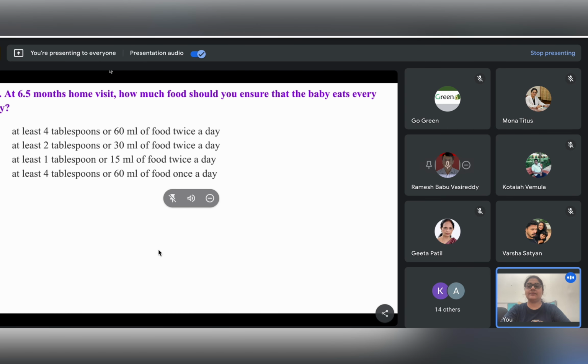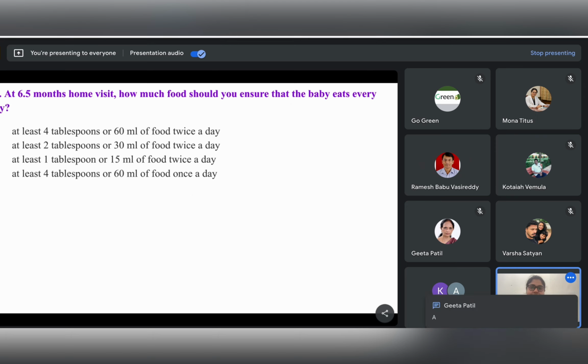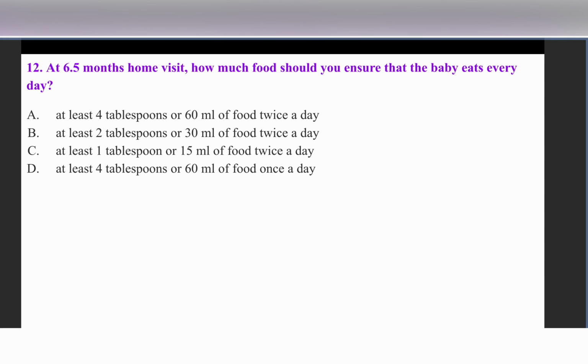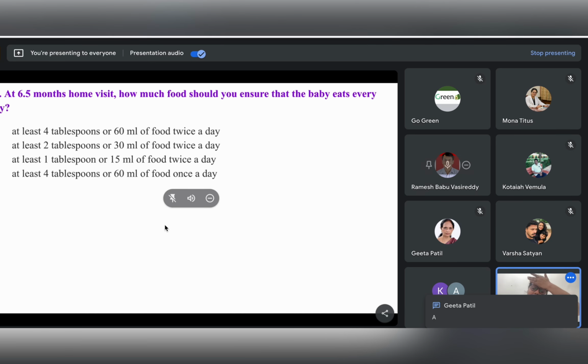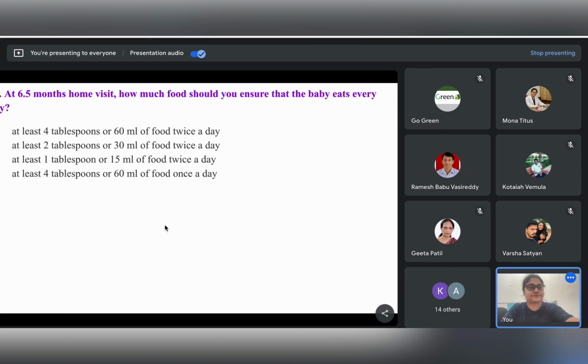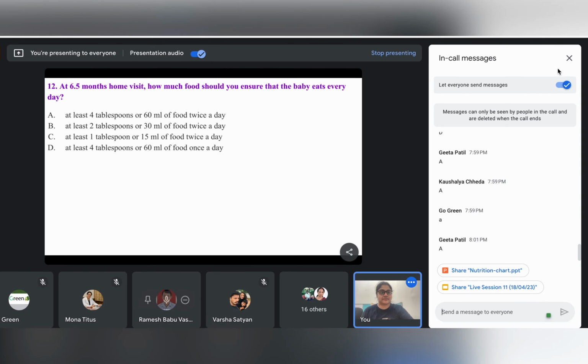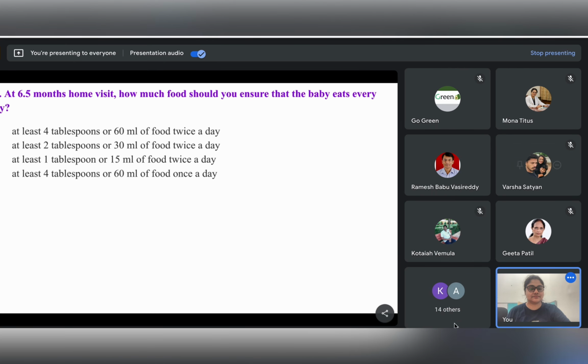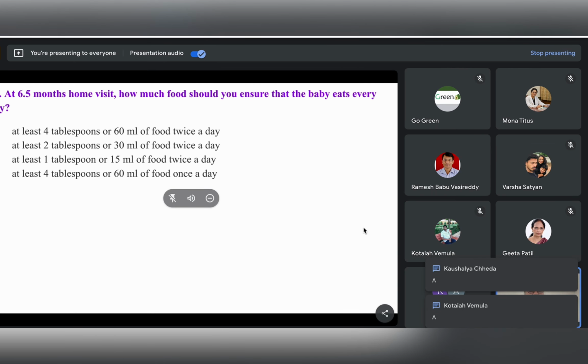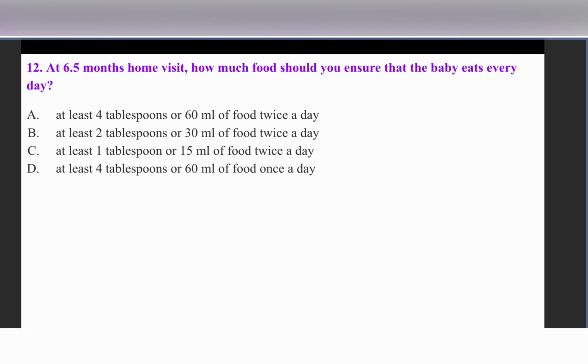So next question, at the 6.5 month home visit, how much food should you ensure that the baby eats every day? Easy question, easy answer. Yes, please go ahead. Option A. What about others? Okay, yeah.